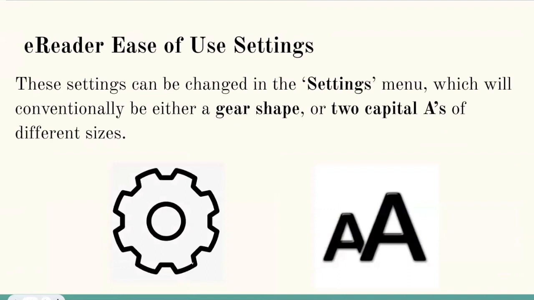Typically, you can make these adjustments in the settings menu, which will conventionally be a gear shape as usual. Many of you are probably familiar with this. If you have an iPhone or iPad, it's a gray gear icon, but in most applications, it's also going to be a gear icon. And then there also may be 2 capital A's, and that represents changing the text size. So if that's what you're aiming to do, then you want to look for this symbol.